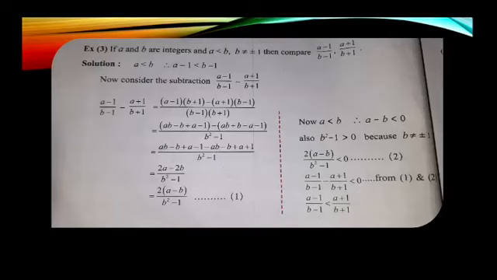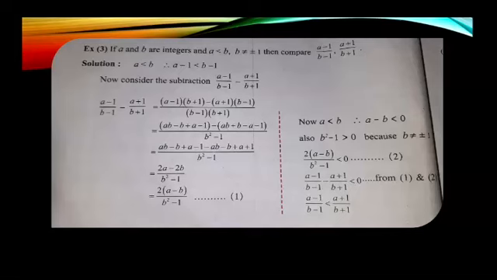Now we will be opening the bracket. So the first bracket will be as it is. As there is a subtraction sign in the center, the other bracket will have changes in the sign. ab minus b plus a minus 1 minus ab minus a plus b plus 1, upon b square minus 1. Taking the like terms and cancelling the like terms which have opposite signs, we get 2a minus 2b upon b square minus 1.